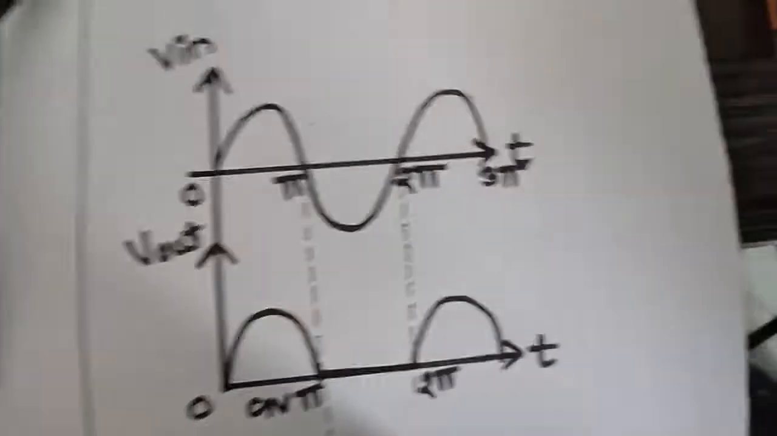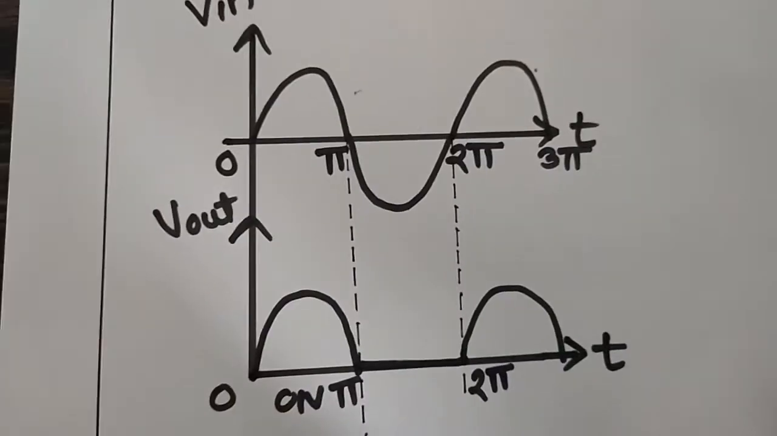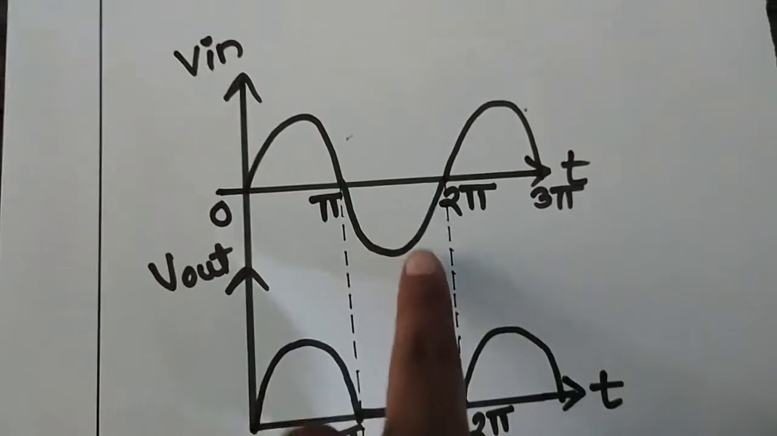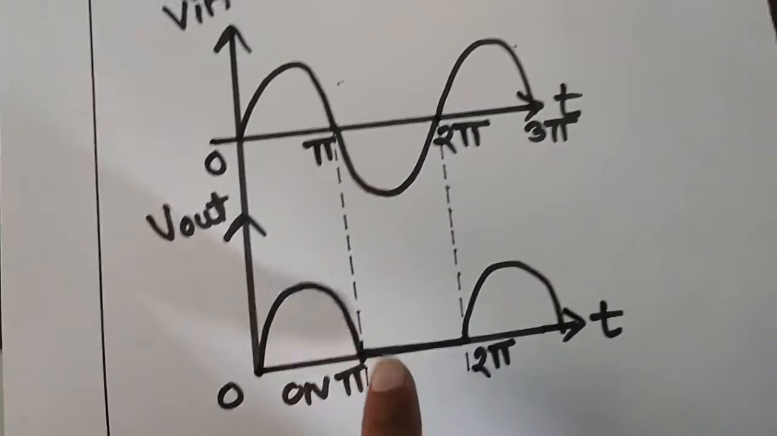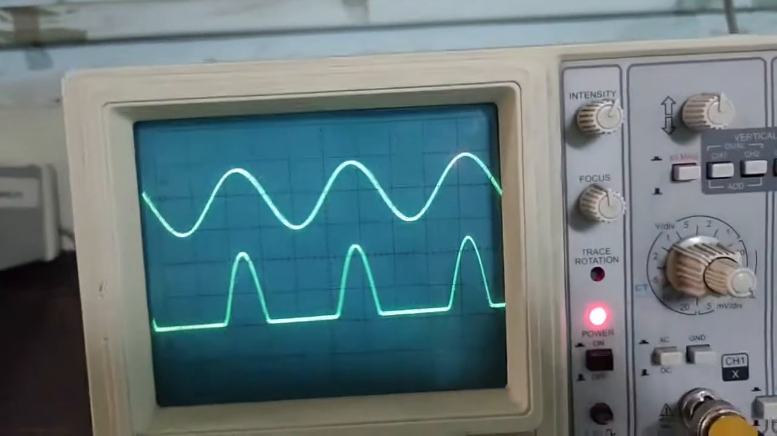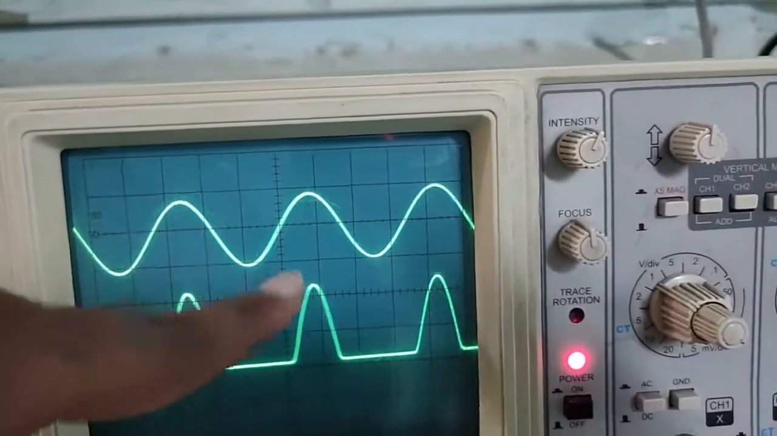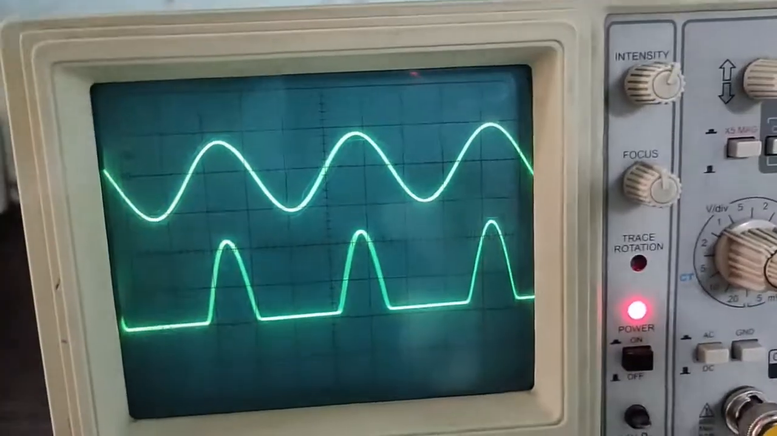Now if you observe, this is our theoretical waveform, that is for the first positive half cycle your diode will be in on state, and for the next negative half cycle your diode will be in off state. And the same waveform we are getting on the CRO, that is for the first positive half cycle your diode will be in on state, and for the next negative half cycle your diode will be in off state.